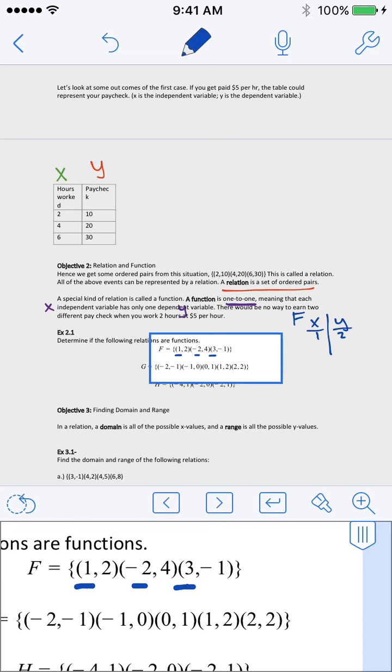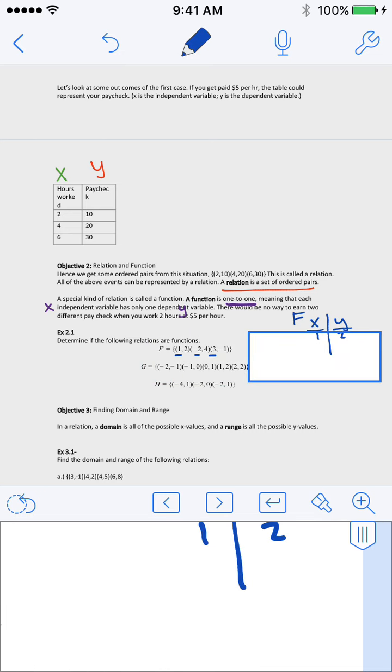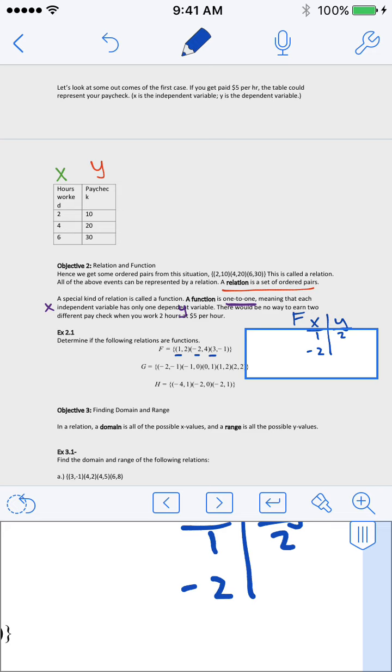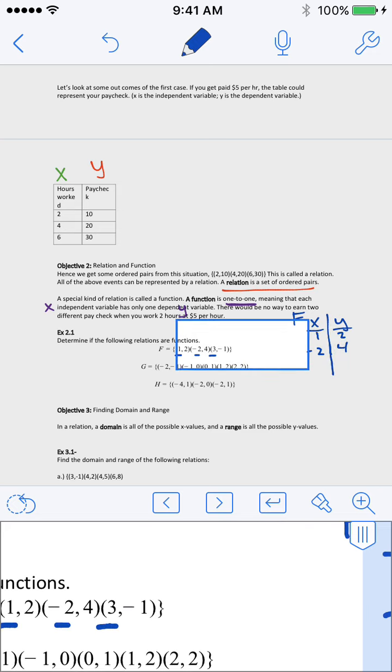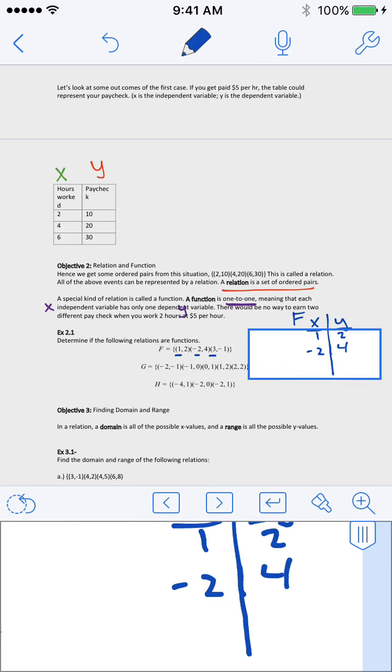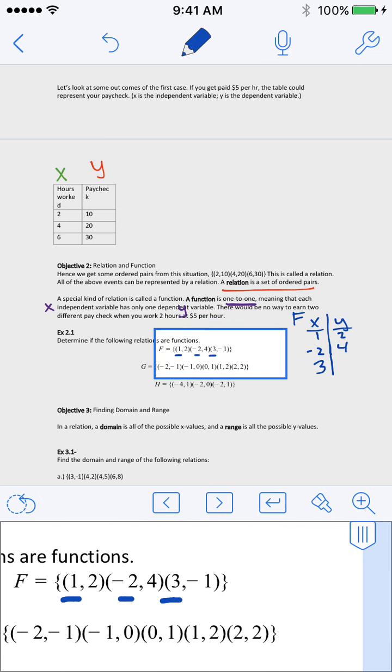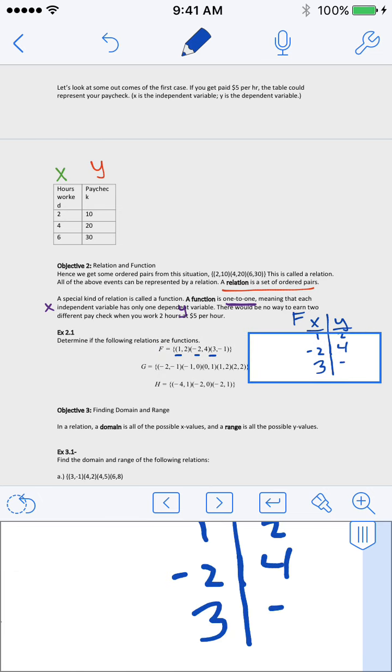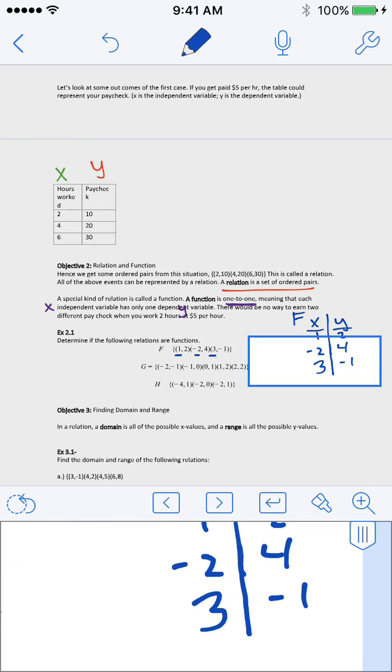What does it say for the next pair? Well, it says that for x of -2, y is 4. That's what it says, basically an ordered pair, right? And then the last one, for x equal to 3, y is equal to what? That's right, -1. So basically I'm just splitting up those ordered pairs, right?